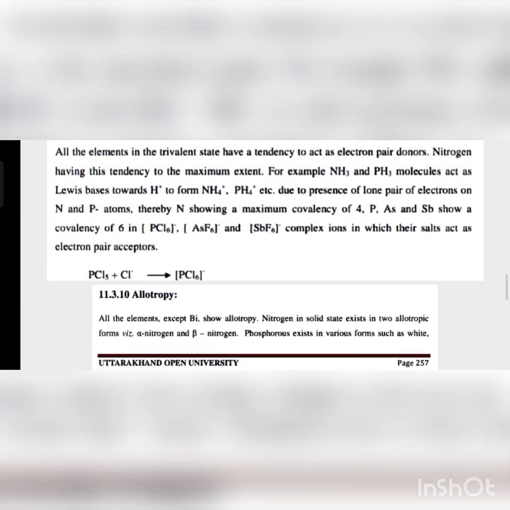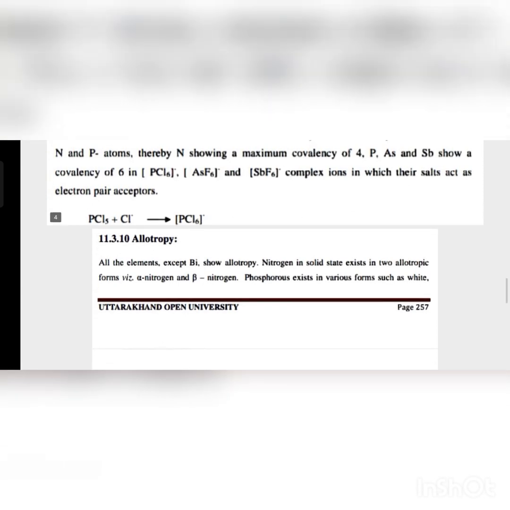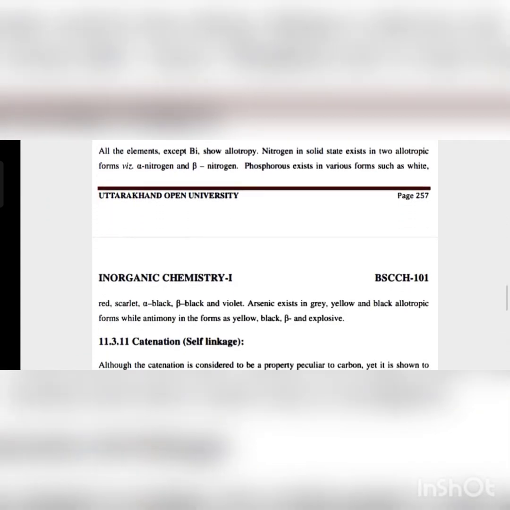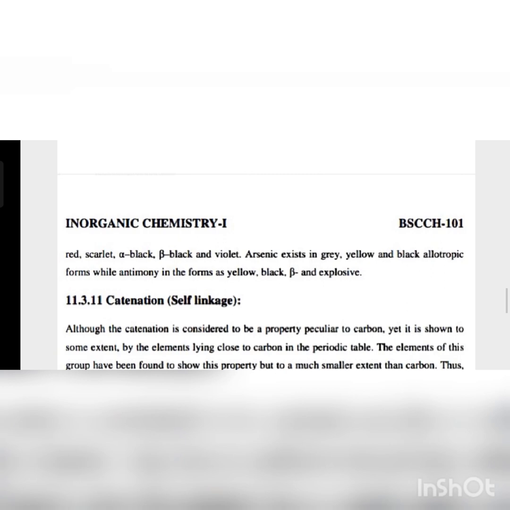Allotropy. All the elements except bismuth show allotropy. Nitrogen in the solid state exists in two allotropic forms, alpha nitrogen and beta nitrogen. Phosphorus exists in various forms such as white, red, scarlet, alpha black, beta black, and violet. Arsenic exists in gray, yellow, and black allotropic forms, while antimony exists as yellow, black, beta, and explosive forms.